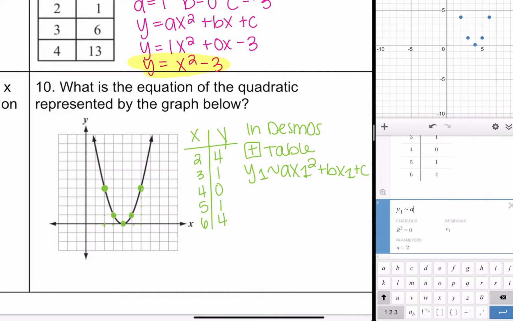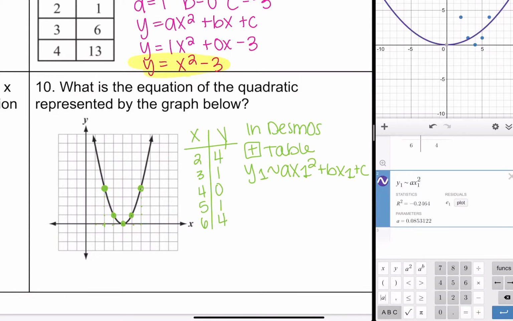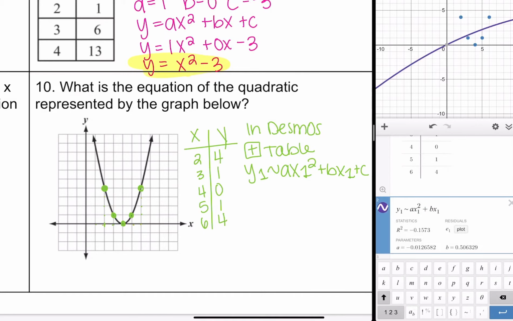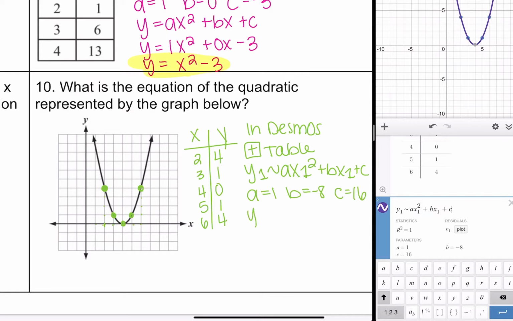y1 squiggle ax1 squared plus bx1 plus c. So our a is 1, b is -8, and c is 16. Plug those into the standard form of the equation, and we get y equals 1x squared minus 8x plus 16. And you can drop the 1 from in front of that x squared and just get x squared minus 8x plus 16.